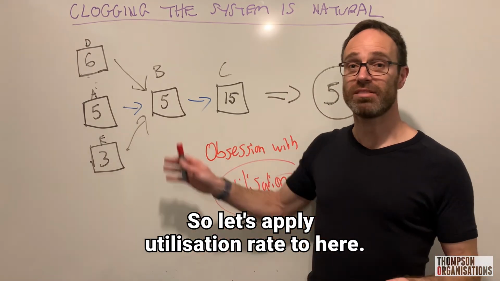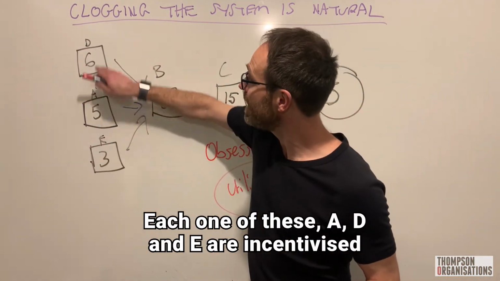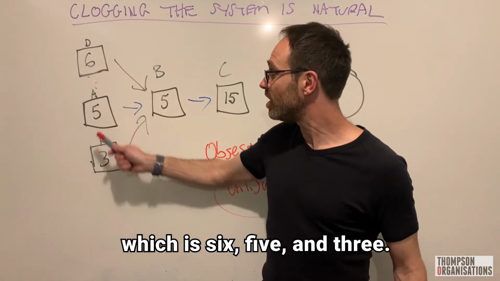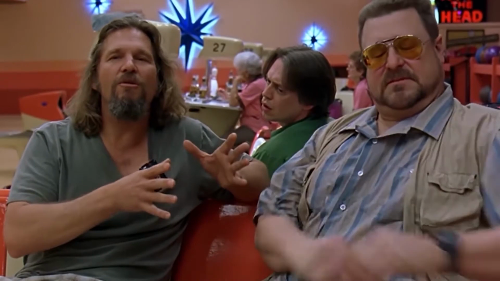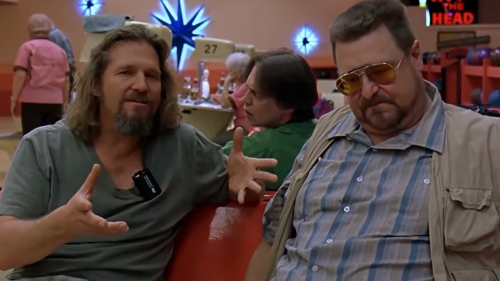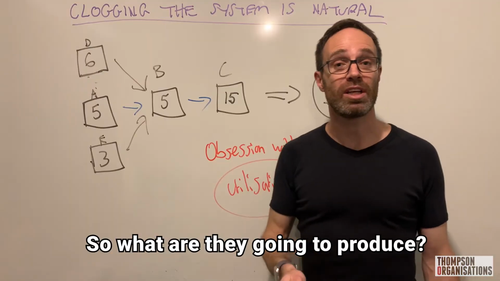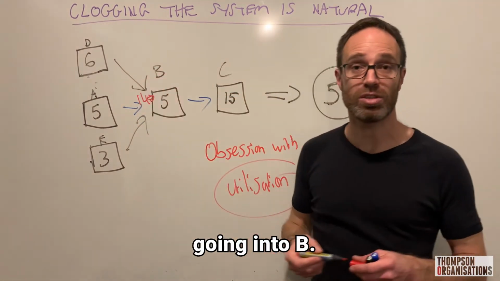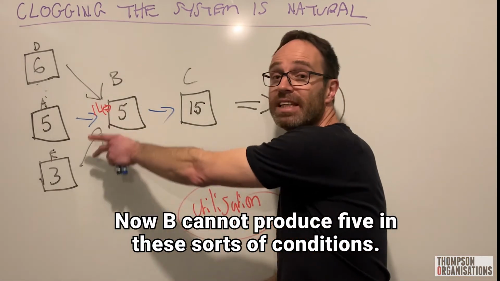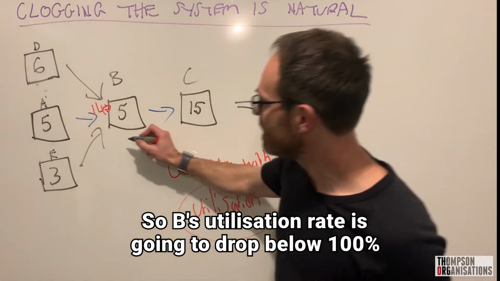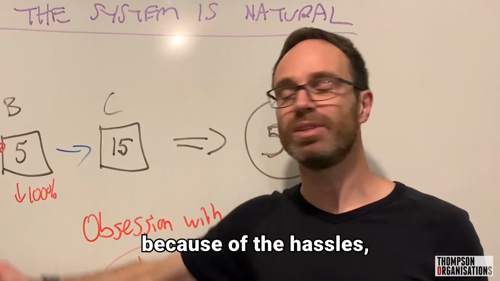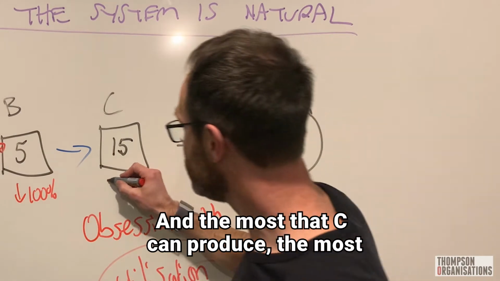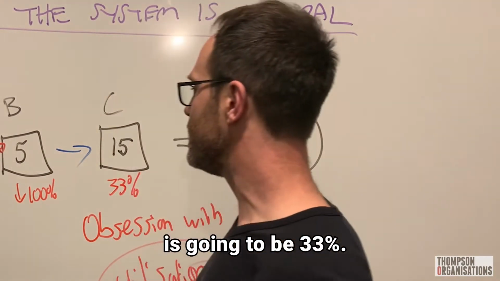So let's apply utilization rate to here. Each one of these A, D and E are incentivized to produce exactly the amount they can, which is 6, 5 and 3. So what are they going to produce? They're naturally going to combine to produce 14 going into B. Now B cannot produce 5 in these sort of conditions. So B's utilization rate is going to drop below 100% because of the hassles, because of all the demand coming towards them. And the most that C can produce is going to be 33%.